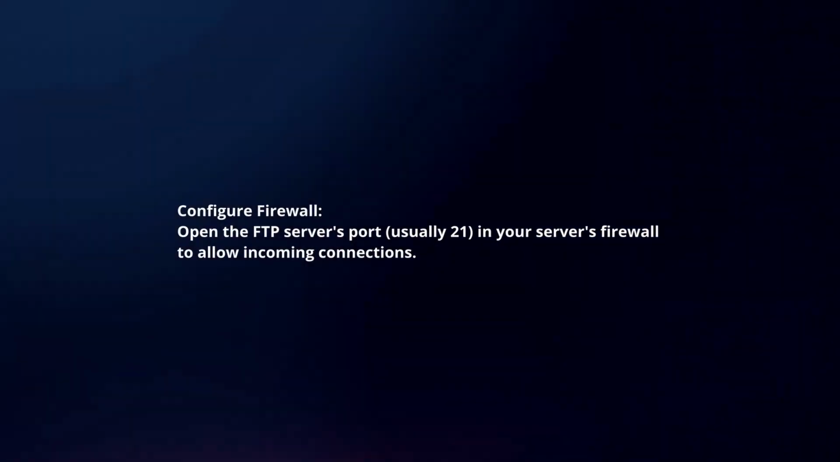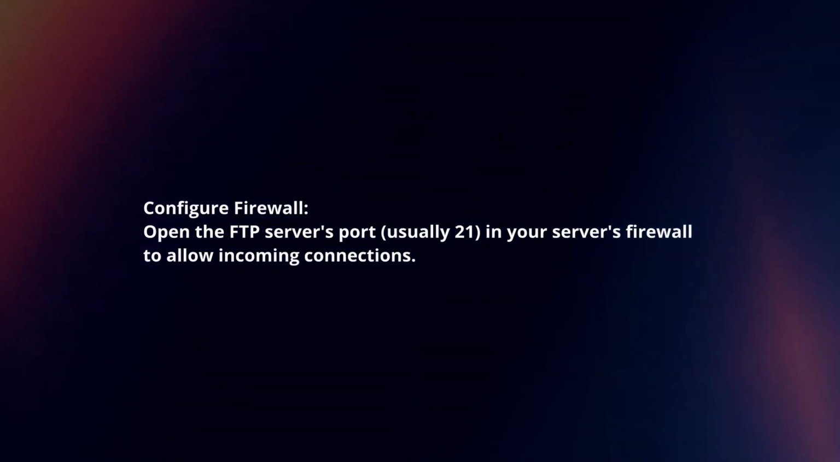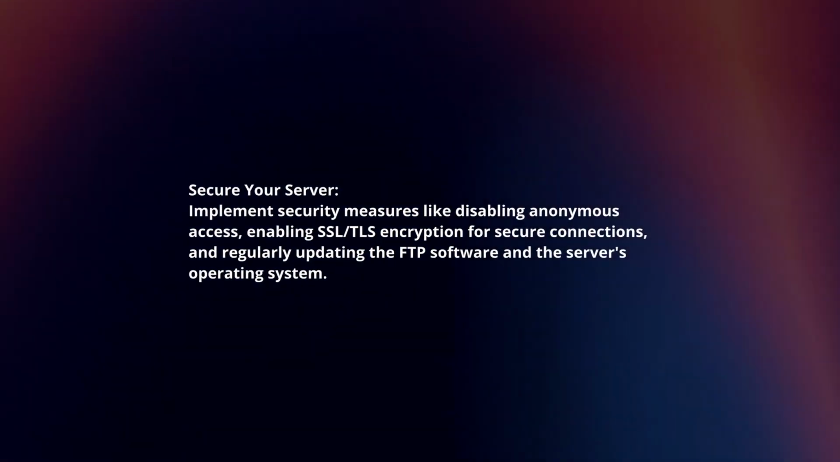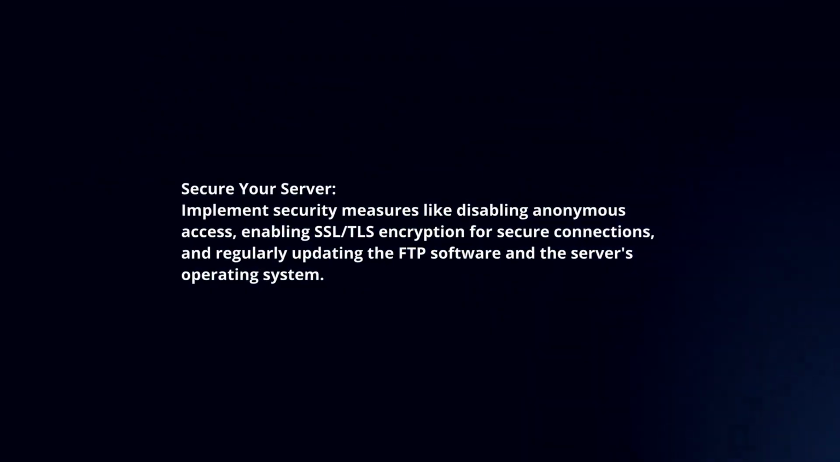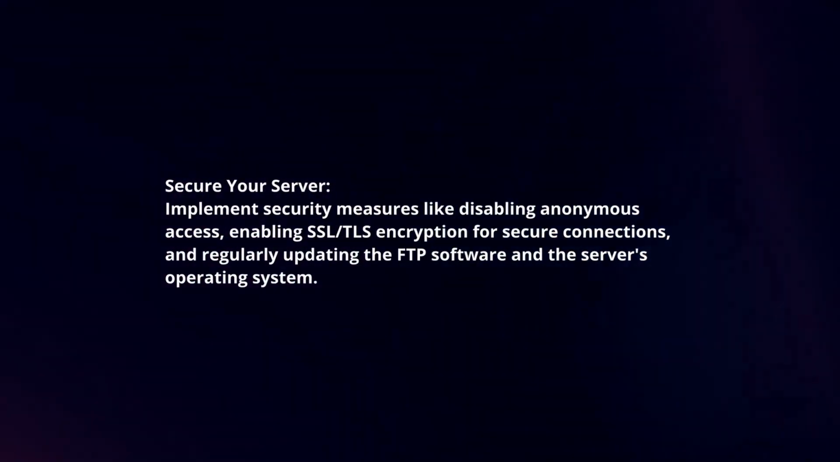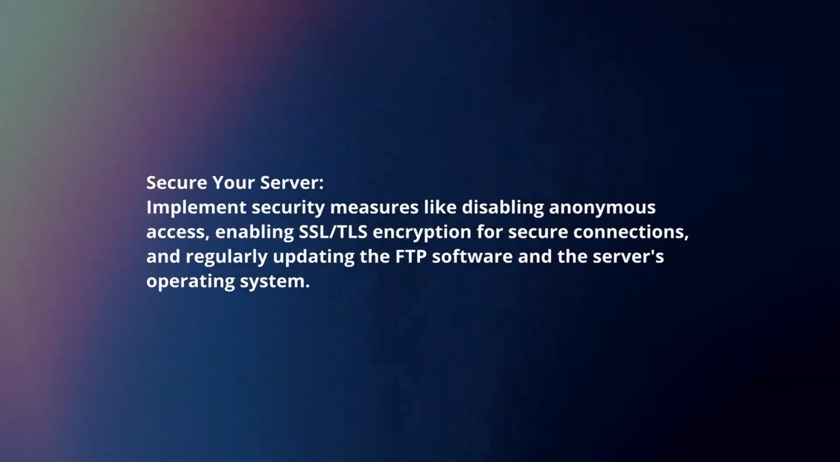Configure firewall. Open the FTP server's port in your server's firewall to allow incoming connections. Secure your server. Implement security measures like disabling anonymous access, enabling SSL/TLS encryption for secure connections, and regularly updating the FTP software and the server's operating system.